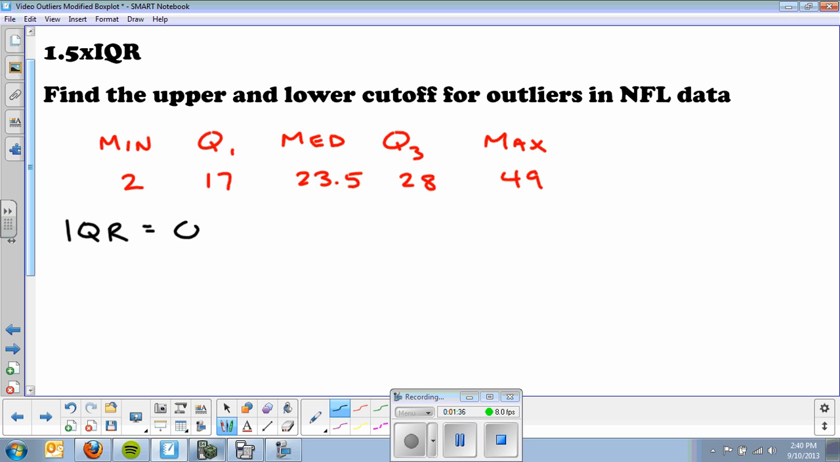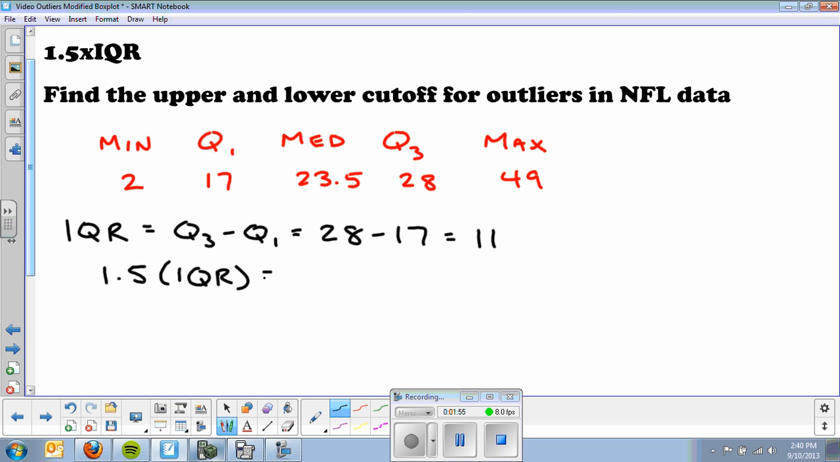Recall that the IQR is Q3 minus Q1. So in this case, it's going to be 28 minus 17, which is 11. We're going to take that number and multiply it by 1.5. So 1.5 times 11, which is 16.5.